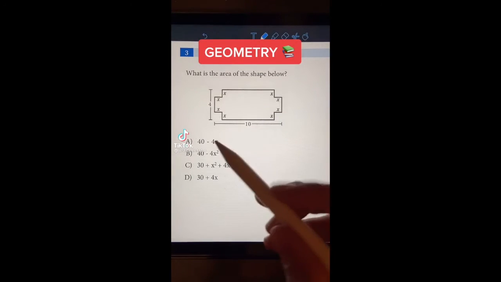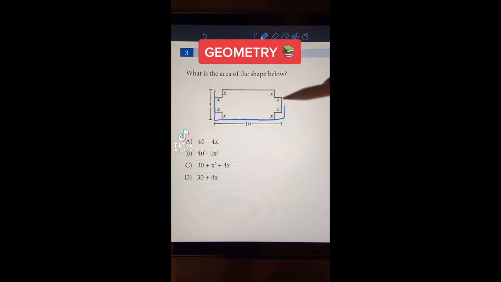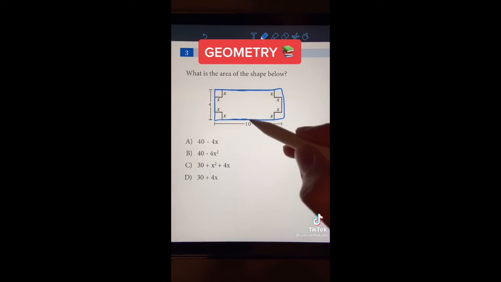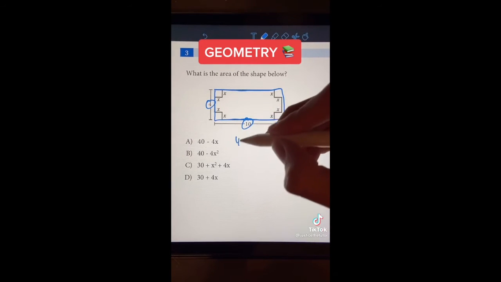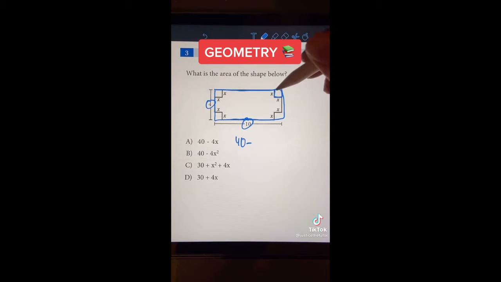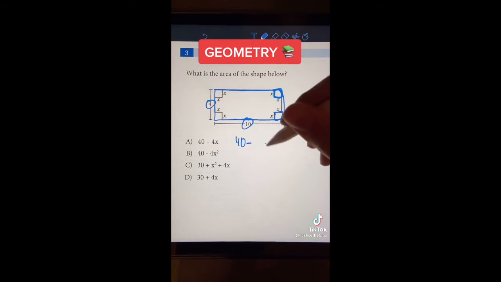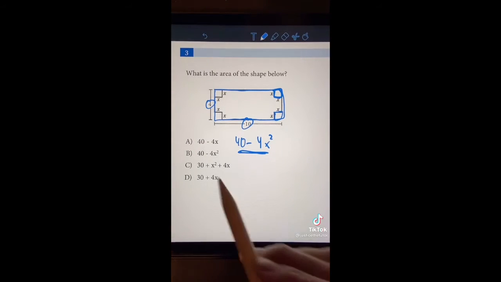What is the area of the shape below? So the first thing I'm going to do is just imagine that this is a complete rectangle, and the area of this rectangle is just length times width, which is 40. And now I'm going to have to take into account all of these little squares that I left out here. So the area of these squares is just length times width, which is x times x, which is just x squared. And since there are 4 of these, I'm going to have to put a 4 right here. So this is our final answer, which is B.